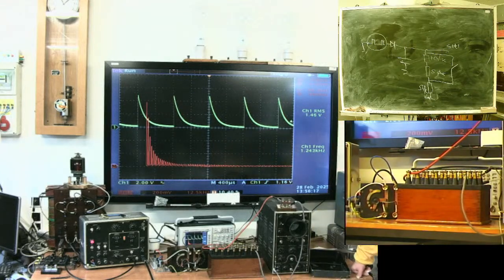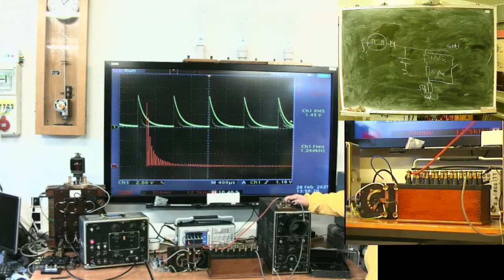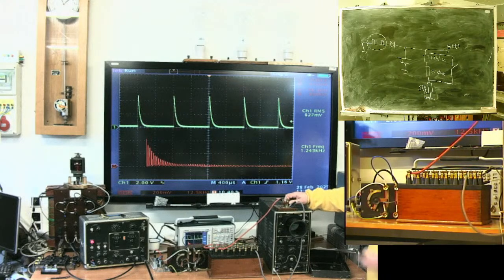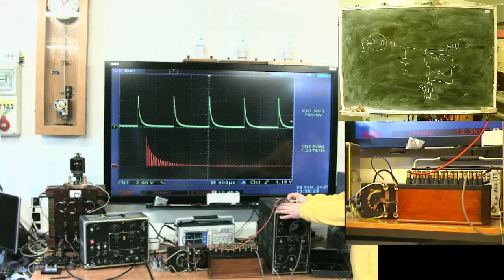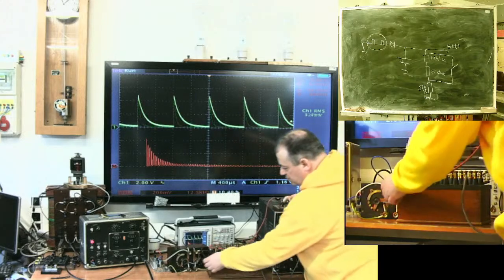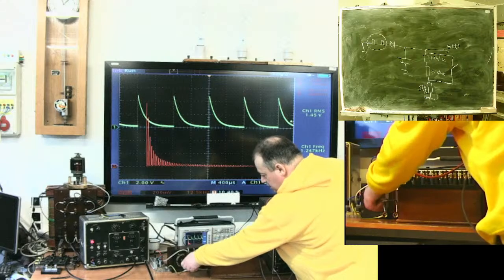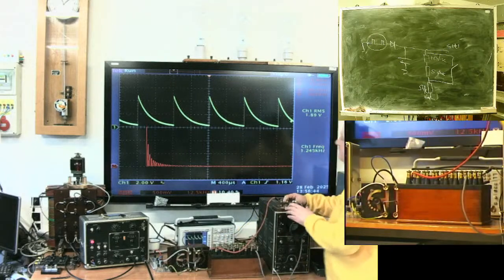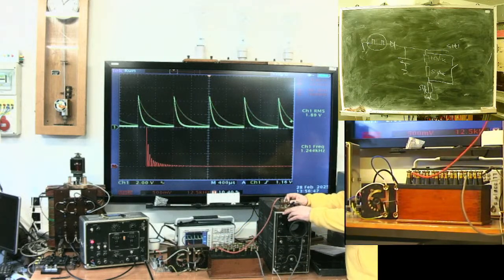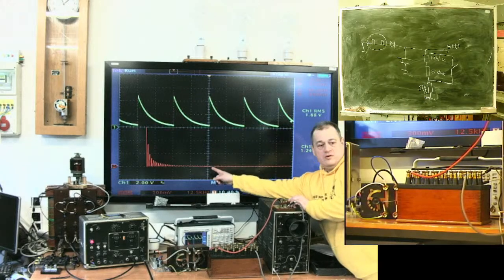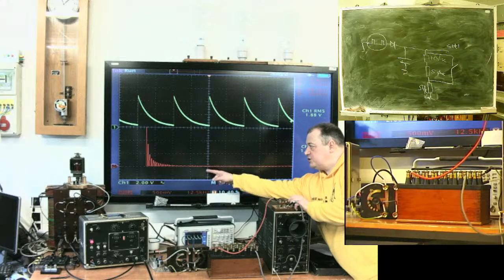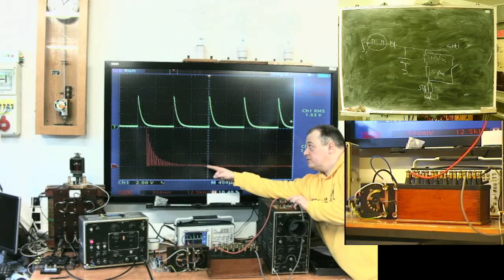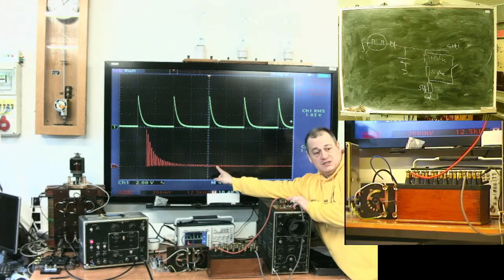I'm changing alpha 4 times. See where the tail of the spectrum is. Slow change, short spectrum. Fast change, here the spectrum ends.